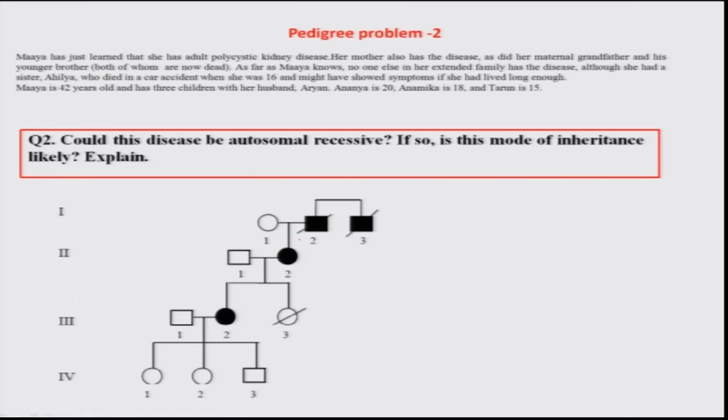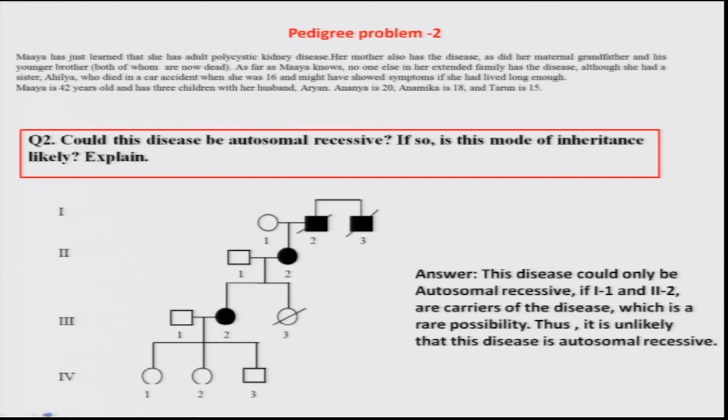So, it does not seem that this is autosomal recessive, and hence it is an unlikely possibility, which I have written, that this disease could only be autosomal recessive if 1, 2 and 2, 2 are carriers of the disease, which is a rare possibility. Thus, it is unlikely that this disease is autosomal recessive.